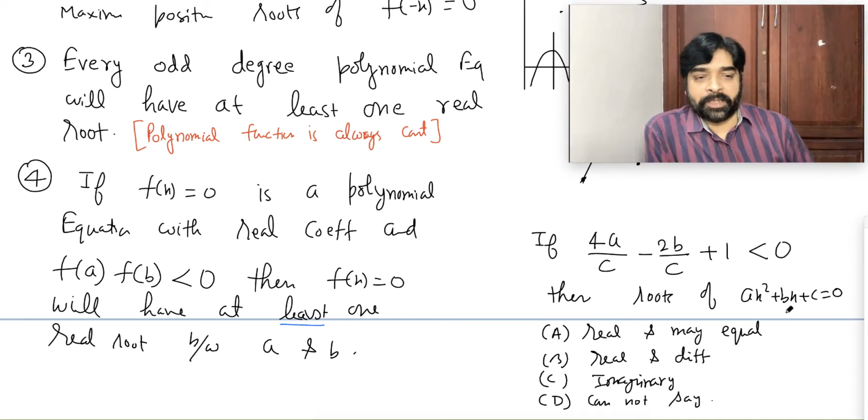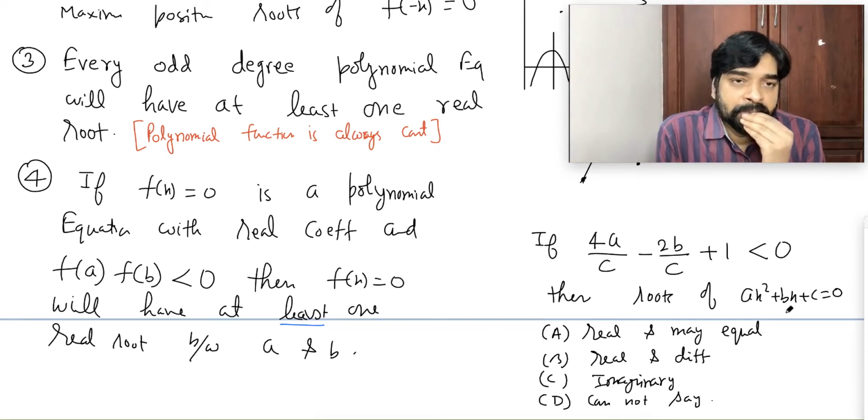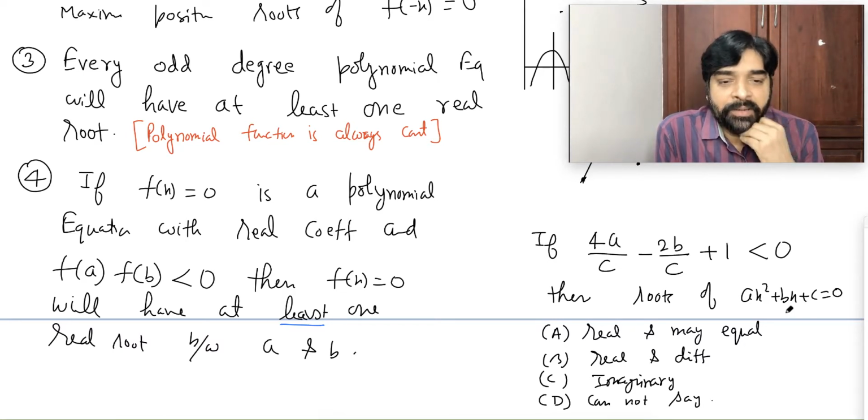Look at the question and answer me. A option: real and may be equal. B option: real and distinct. C option: imaginary. D option: cannot say. Got it?